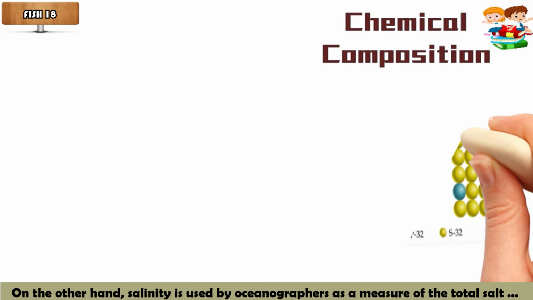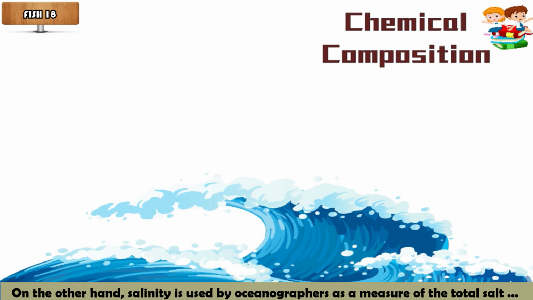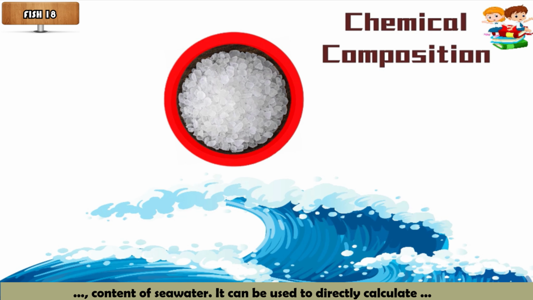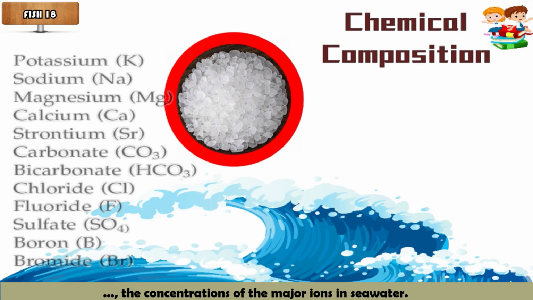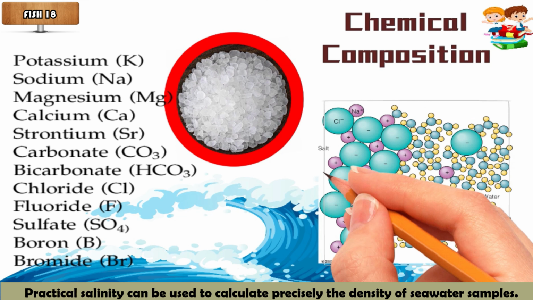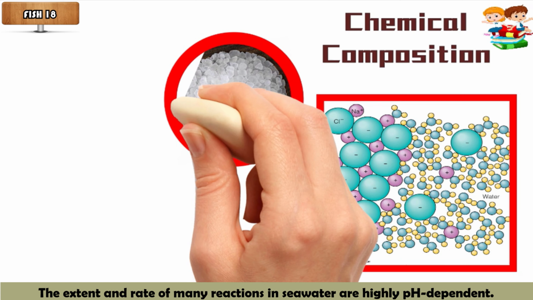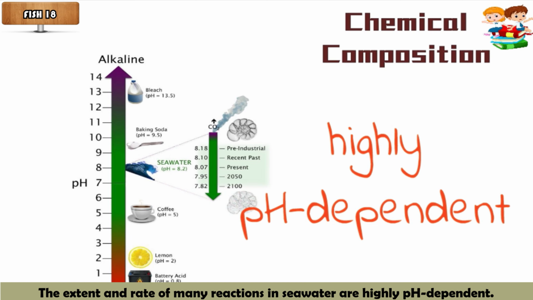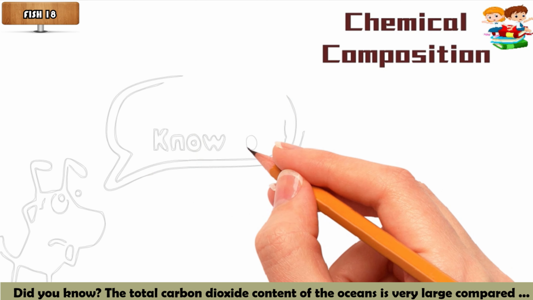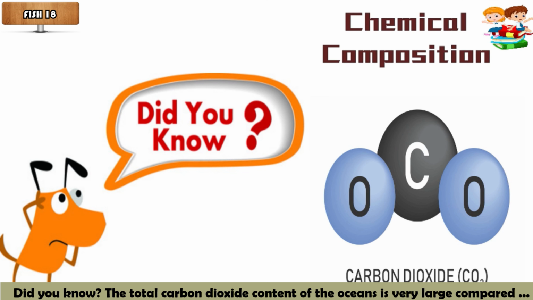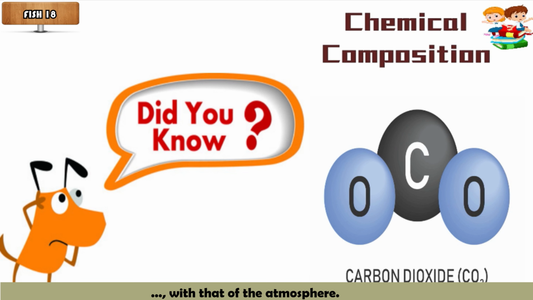On the other hand, salinity is used by oceanographers as a measure of the total salt content of seawater. It can be used to directly calculate the concentrations of the major ions in seawater. Practical salinity can be used to calculate precisely the density of seawater samples. The extent and rate of many reactions in seawater are highly pH dependent. Did you know? The total carbon dioxide content of the oceans is very large compared with that of the atmosphere.